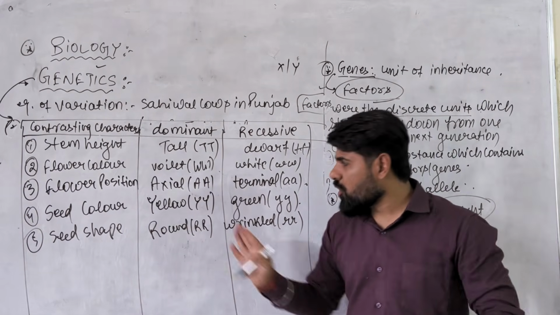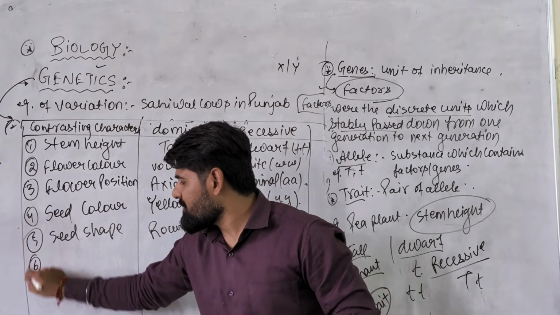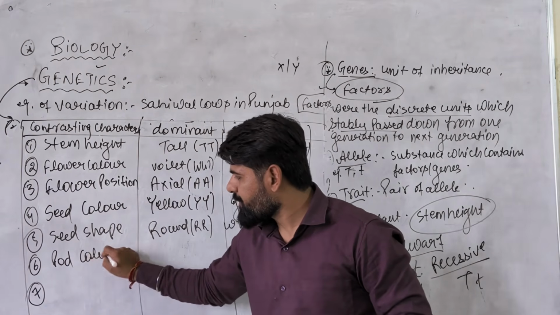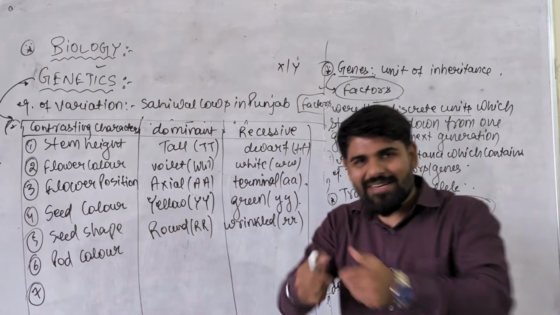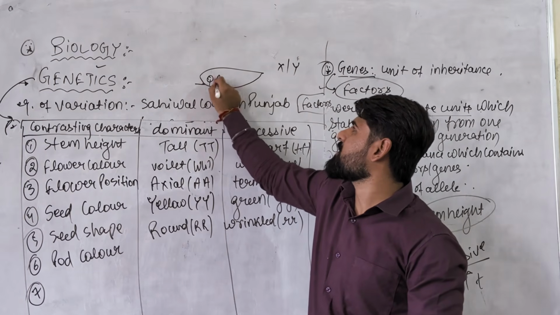समझ रहे हो ना? Dominant character, recessive character. Okay. Similarly, 6th and 7th characteristic. So this is pod color. So pod color we are taking. Pod होता क्या है? मटर जानते हो? मटर का कवर, ये जो कवर होगा अंदर मटर.